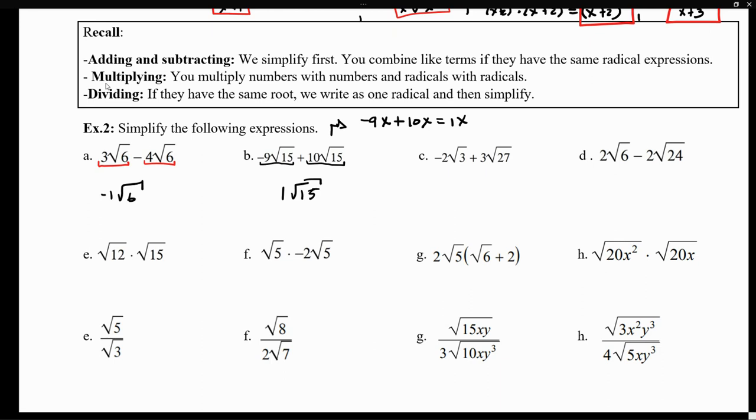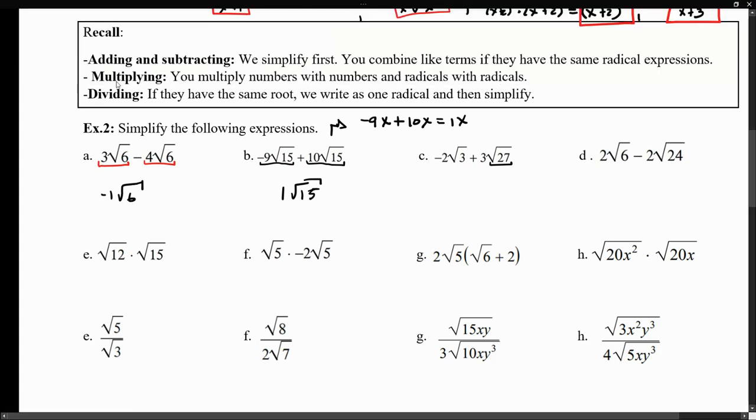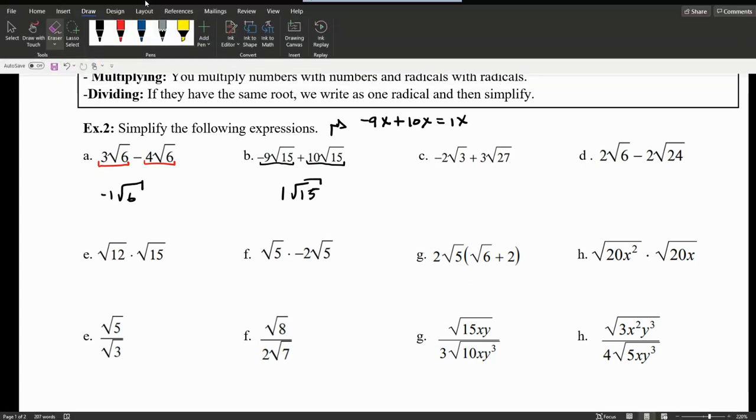So if we take a look at example C, you might be tempted to say, well, they definitely don't have the same square roots. So negative 2 square root of 3 plus 3 square root of 27, they don't have the same square roots, so I cannot combine them. Well, sometimes we have to simplify the square roots.